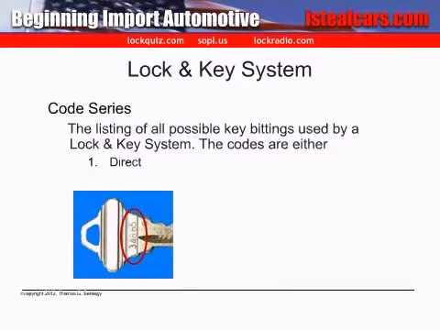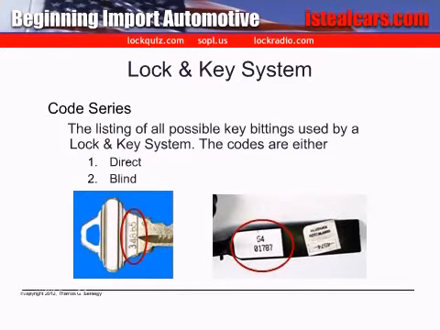Today, however, most all automotive lock and key systems use blind codes. That is, the key code is a number, letter, or combination of numbers and letters that have no direct relationship to the spaces or depths on the key. Instead, the key code is linked to a specific and unique key bidding that is part of a list of all possible biddings for the system.